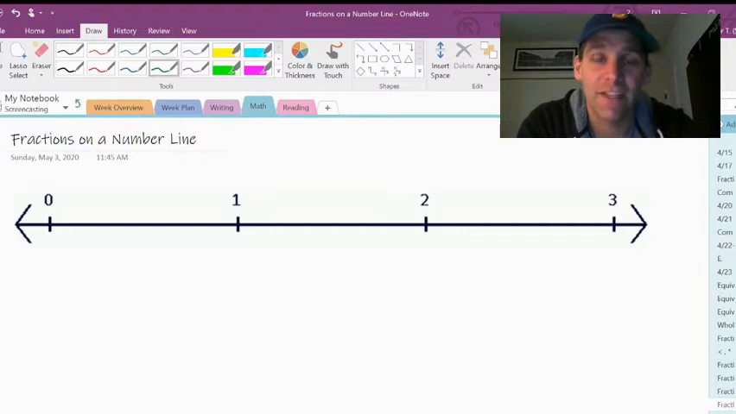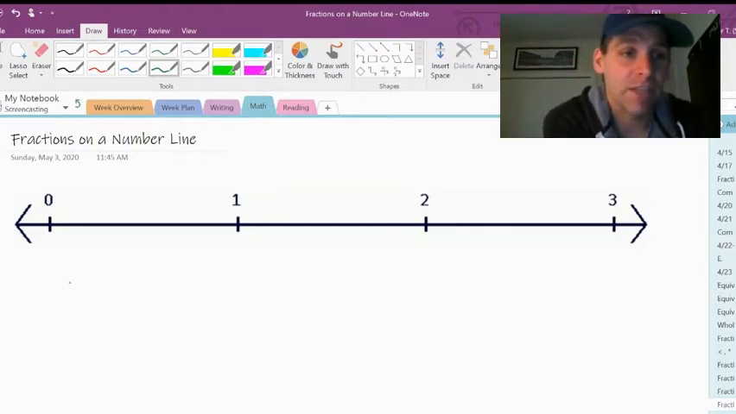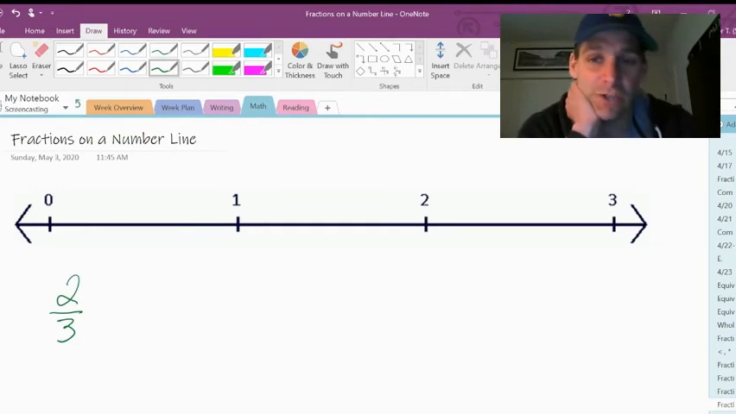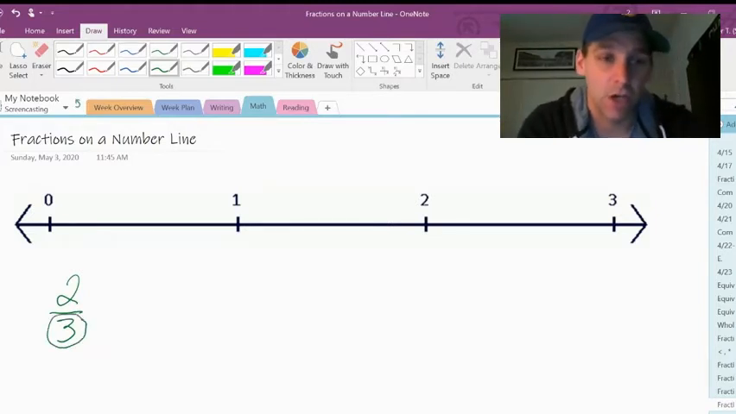All of them are going to have the same process. So the first thing that I need to do is I need to know what fraction I'm looking at. In this case, let's say that I'm looking at 2/3. In order to figure out where to put that, I need to know some things about that fraction. The first piece here is this bottom part. This bottom part is called our denominator, right?